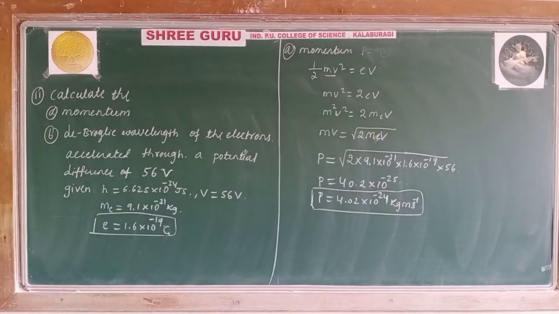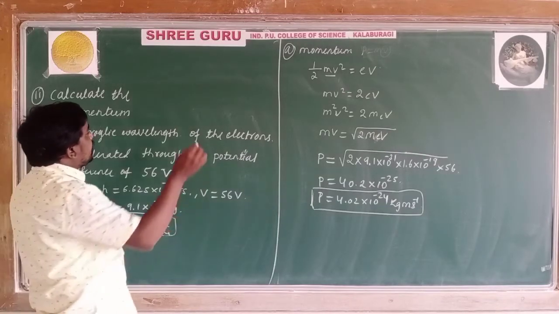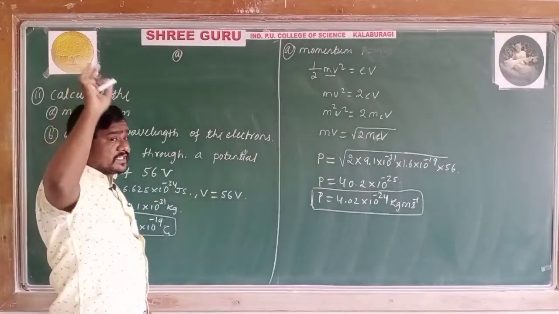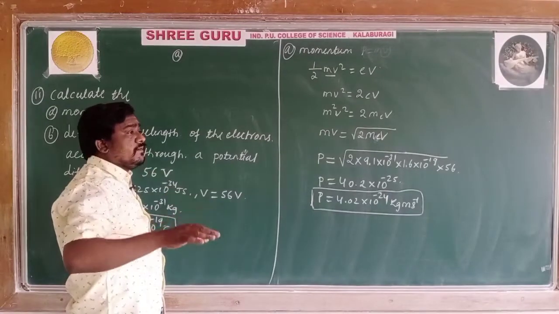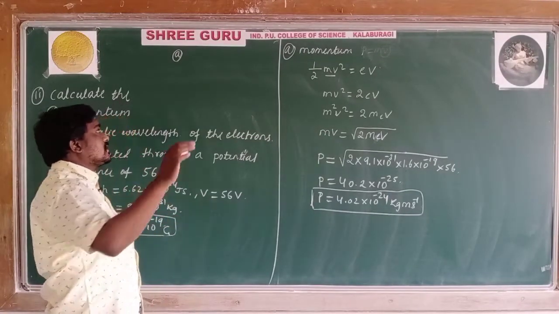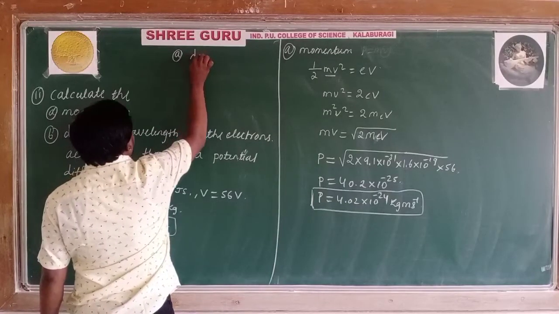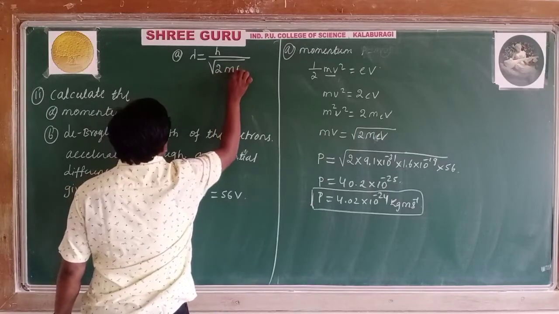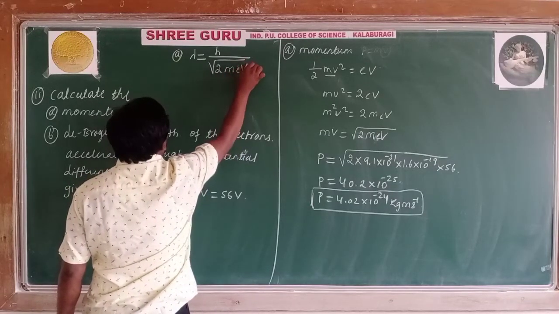The second is very important: de Broglie wavelength accelerated through a potential difference, this much. Listen here, we got the momentum. How to solve the wavelength for a particular potential difference? There are three formulas for de Broglie wavelength. Already we discussed this formula, the de Broglie wavelength for accelerating potential difference, that we write as h by under root of 2m Ek, instead we can write eV.